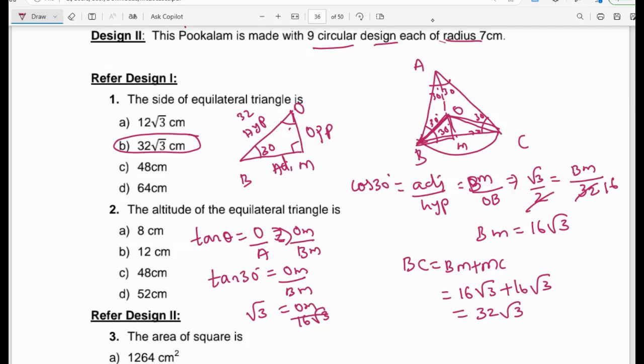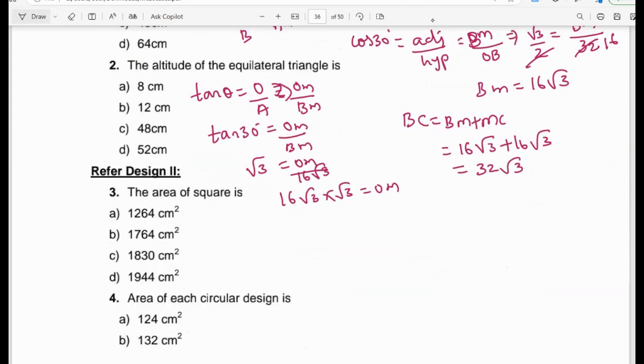Cross multiplication, if you do, you get 16 root 3 into root 3 is equal to OM. So what will be 16 root 3 into root 3? Root 3 into root 3 is 3. So 16 into 3 is equal to OM. So it is nothing but 48. 48 is equal to OM. So the measurement is 48 centimeters, the altitude of the right angle triangle.